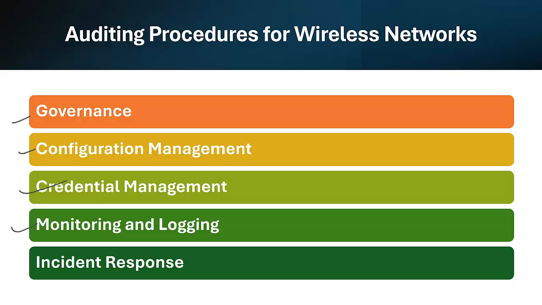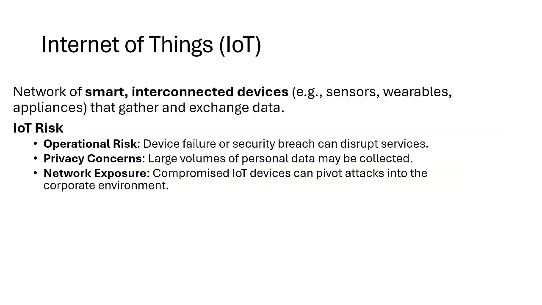Then we have monitoring and logging. Check if the organization uses intrusion detection and prevention for wireless traffic, and evaluate how the logs are stored, analyzed and escalated for incident response. And finally, we have incident response, where we verify the response procedure to detect and isolate the rogue access points. So these are some of the practices we follow when auditing the wireless network.